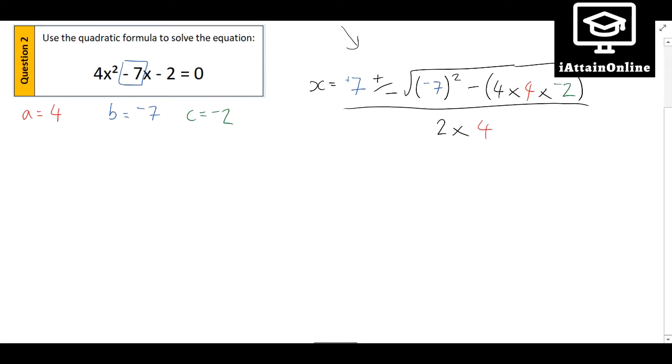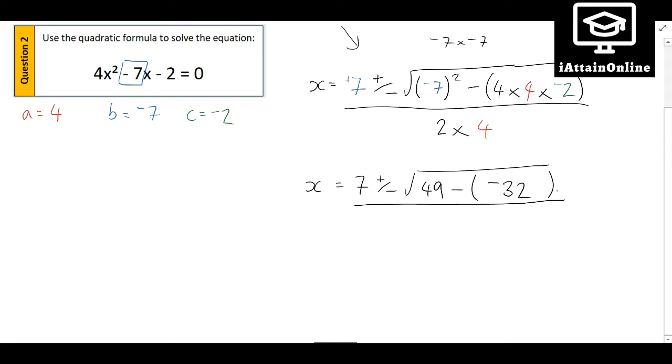Okay, so if we just tidy that up, x equals positive 7 plus or minus the square root of, remember, negative times a negative, negative 7 times negative 7 is going to give you positive 49. We are taking away whatever is in the bracket. 4 times 4 is 16. 16 times negative 2 gives you negative 32. And that is all over 8.